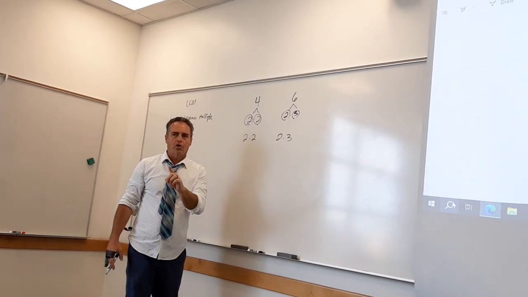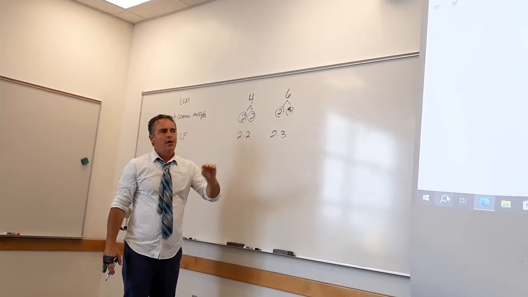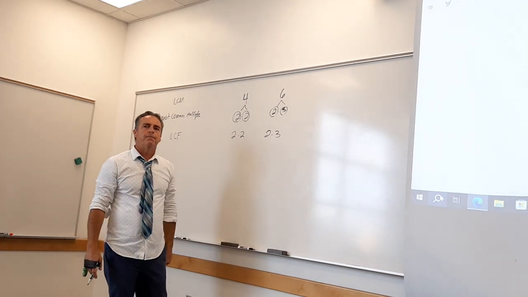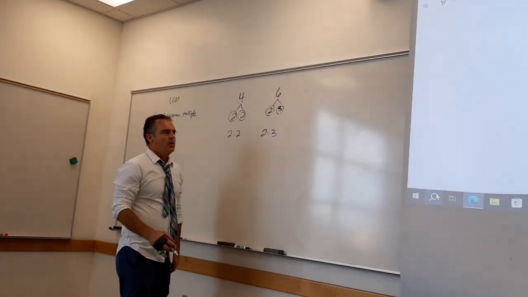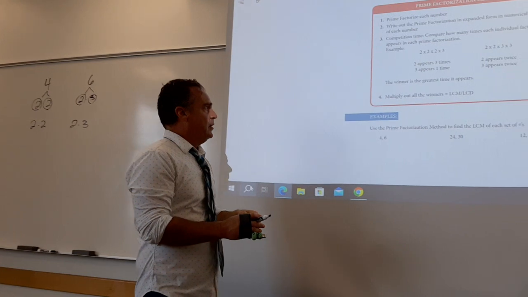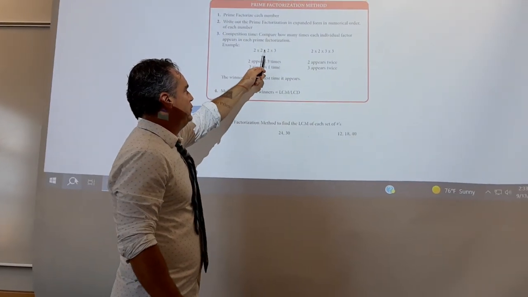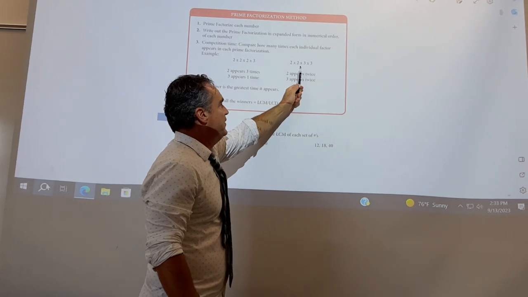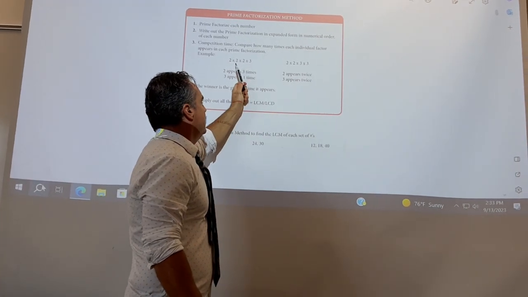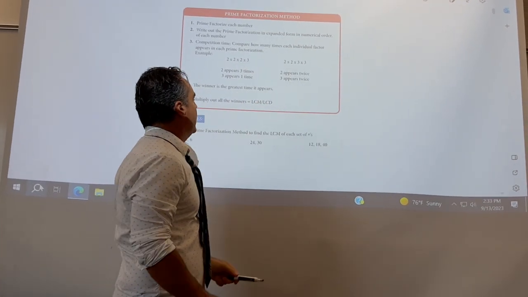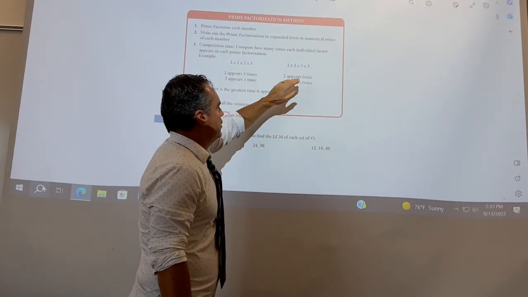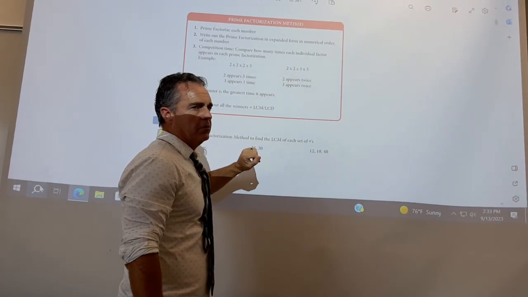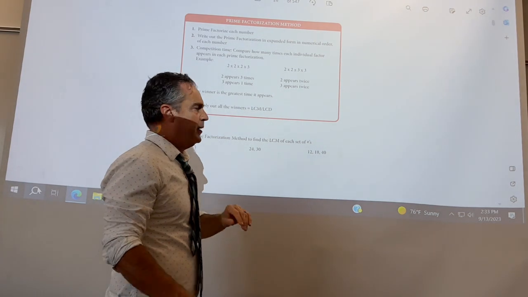So to ensure that you can get the least common multiple, we have this step called the competition step. And here's what we do. I'm going to give you an example right here. If I have 2 times 2 times 2 times 3, how many 2's exist right here? 3. How many 2's exist in this one? 2. 3 beats 2. So 2 appeared 3 times, and here it appeared twice, so 3 beats 2.